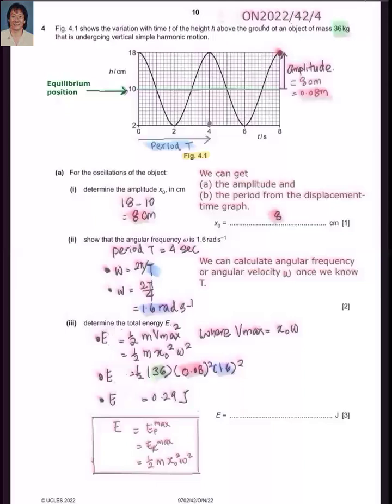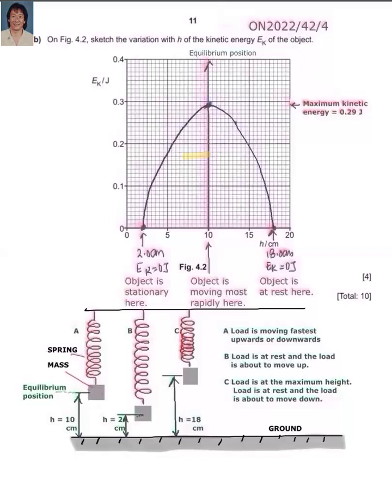The motion of the mass of 36 kg is shown in this diagram. A shows the equilibrium position of the mass, and the center of the mass is 10 centimeter from the ground. At B, the center of the mass is 2 centimeter from the ground. At C, the center of the mass is 18 centimeter from the ground.